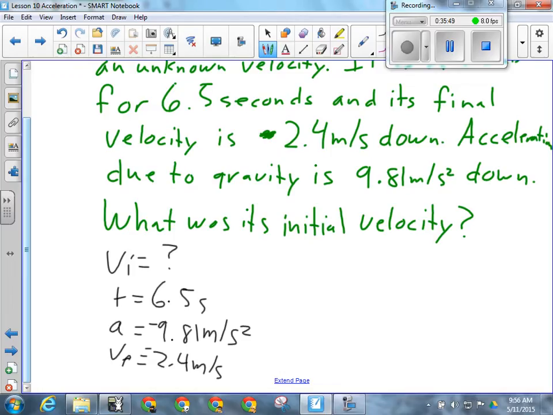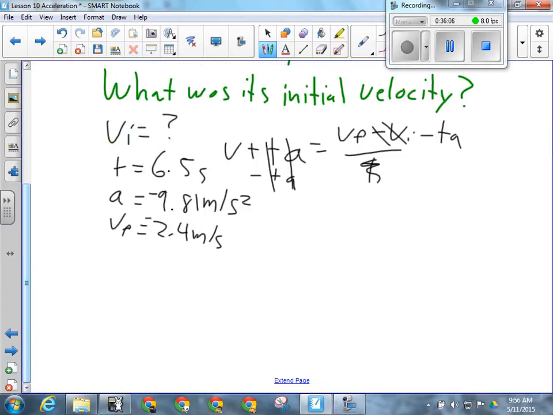All right, now I can solve for VI. A equals VF minus VI over T, so we multiply both sides by T, we add VI to both sides, and then we subtract T times A over to this side. So we have that VI equals VF minus T times A. VF was negative 2.4 meters per second, and we're subtracting the 6.5 seconds multiplied by negative 9.81.